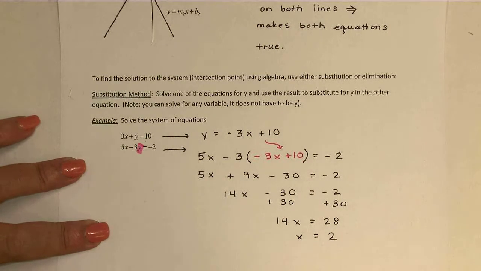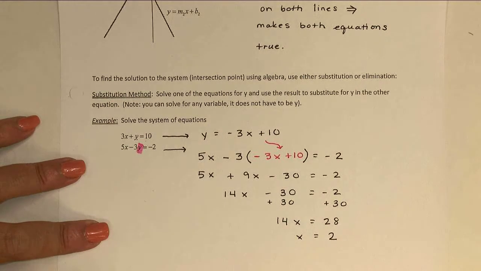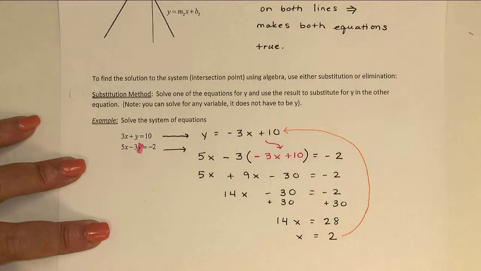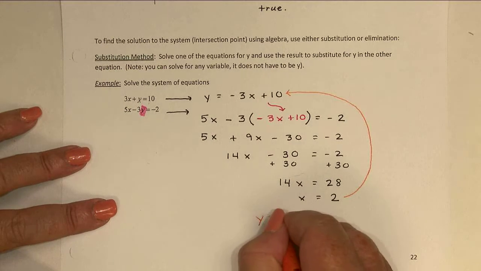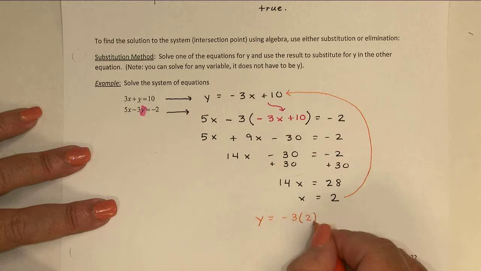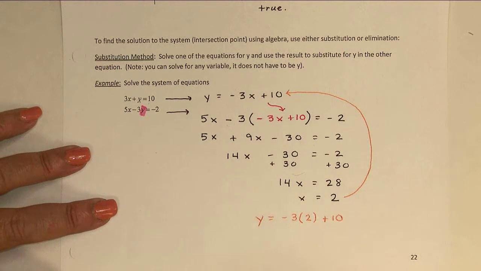I've done most of the work, but I've actually only got half the solution. There were two unknowns here, both x and y, and right now I only have the x value. To get the y value, I usually just go ahead and substitute that back in to the original equation once I had it solved for y. And so I'm going to get y equals negative 3 times, and I'll plug that 2 in for x, plus 10. Negative 6 plus 10 would give me a y value of 4.